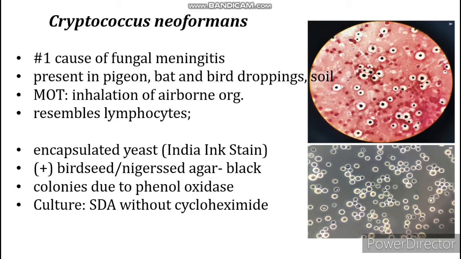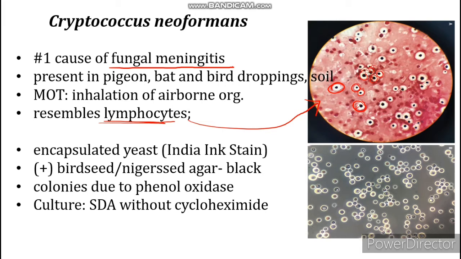Next, opportunistic mycosis. You have your Cryptococcus neoformans. This is the number one cause of fungal meningitis. Okay? Again, your Cryptococcus neoformans is the number one cause of fungal meningitis. It is present in pigeon, bats, and bird droppings, and also in soil. Its mode of transmission is through airborne, and it resembles lymphocytes under the microscope. Ito, para siyang mga lymphocytes. Pero, in reality, Cryptococcus neoformans yung mga yan. Or yeast yung mga yan.